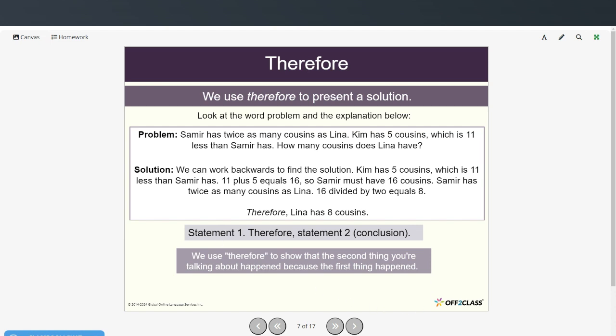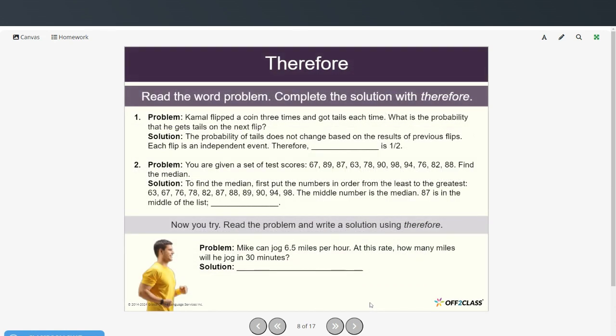So we have statement 1, therefore, and then statement 2, which is the conclusion. We use therefore to show that the second thing you're talking about happened because the first thing happened. All right, so again, try these, read the word problem, and then complete the solution with therefore. You can try those on your own and then restart when you're ready to check your answers.